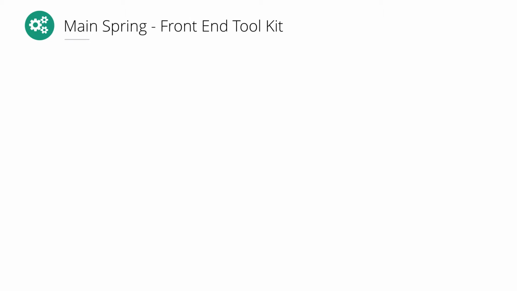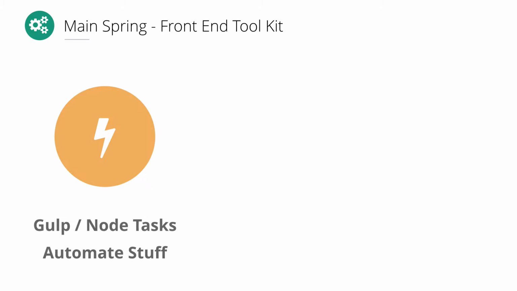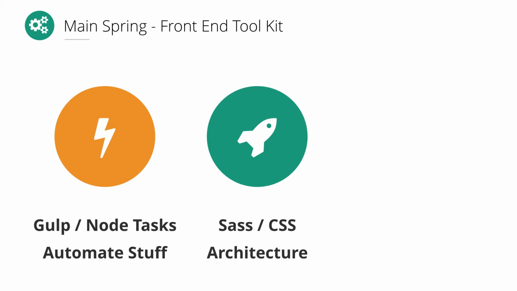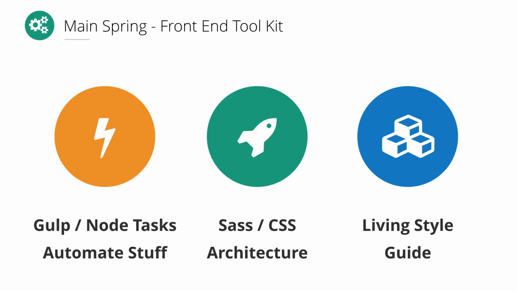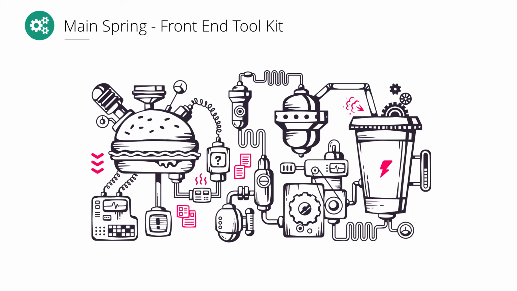Really there are 3 different pieces that come into Mainspring. A whole bunch of Gulp and Node tasks, which we use to automate stuff. A Sass and CSS architecture that's very highly opinionated, based off of the Drupal 8 CSS architecture, but we refine it a little bit. And finally, a system for generating a living style guide, which is a really useful tool to be using on all of your projects. We just bundle these pieces together to make sure that we start off all of our projects in a similar way.